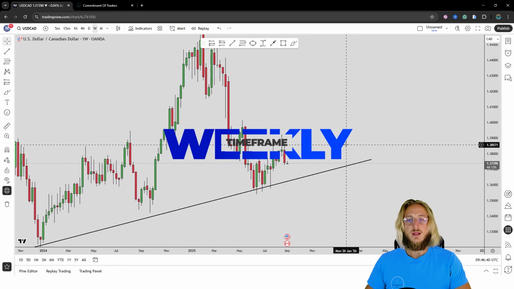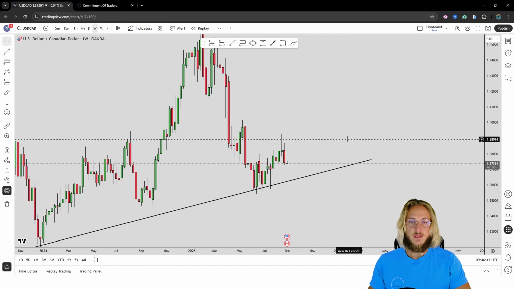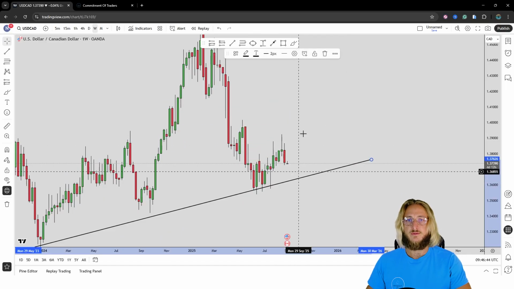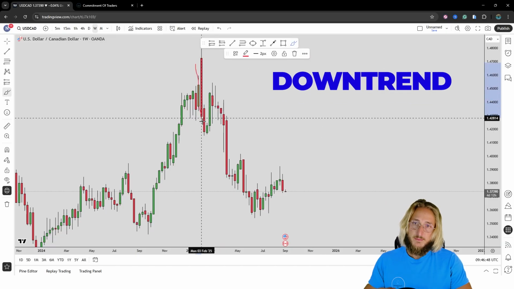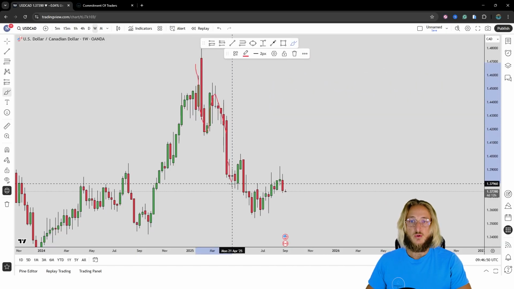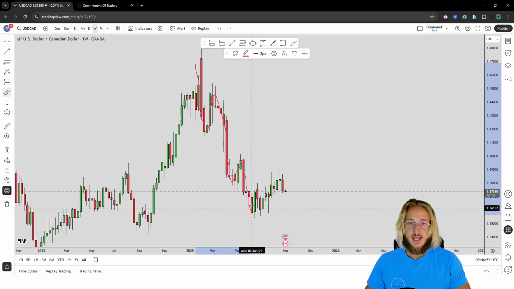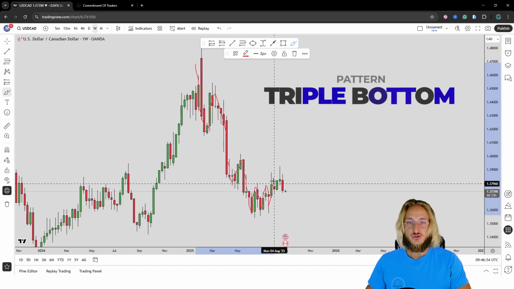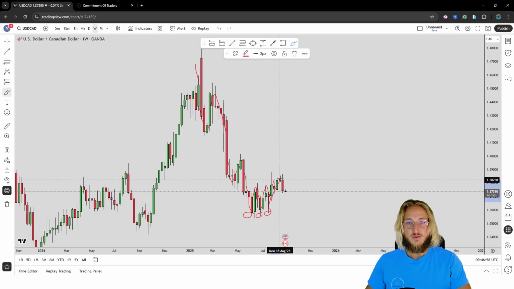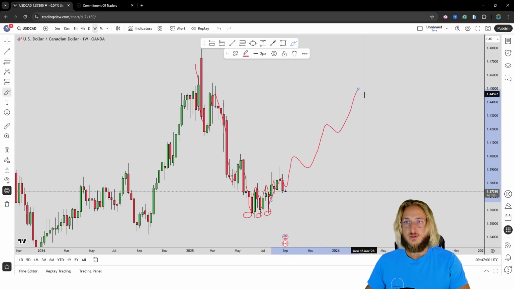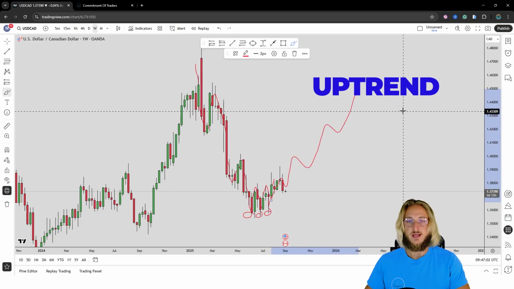Now, from a weekly perspective, the situation is quite clear. We can notice how the market first was in a very strong weekly downtrend. We can notice that by seeing how the market was creating weekly lower lows and lower highs. Then we had the creation of this triple bottom created exactly here at the lows. And now the market is shifting back to the creation of weekly higher highs and higher lows.